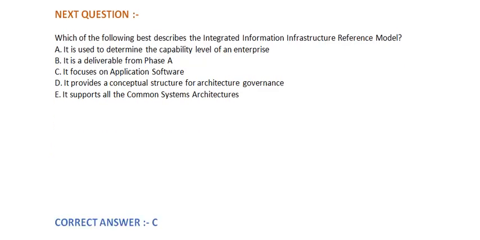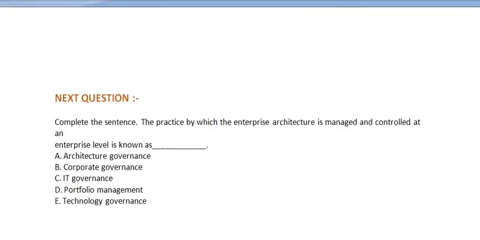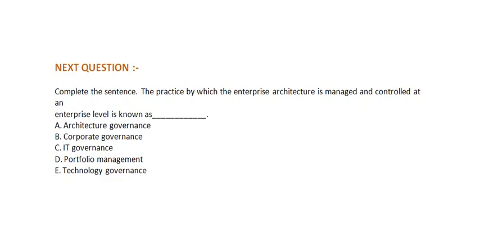The correct answer is option C. Now moving to next question, complete the sentence. The practice by which the enterprise architecture is managed and controlled at an enterprise level is known as option A, architecture governance. Option B, corporate governance. Option C, IT governance. Option D, portfolio management. And option E, technology governance.